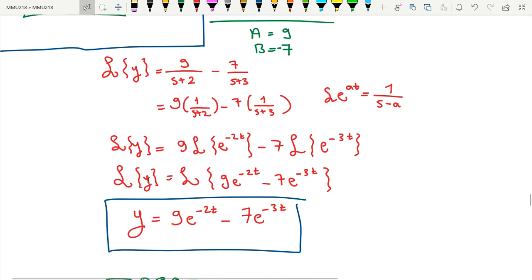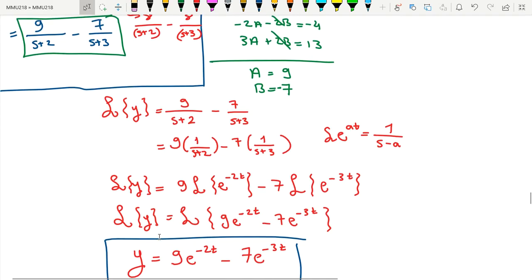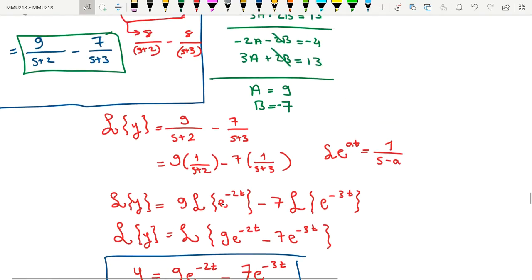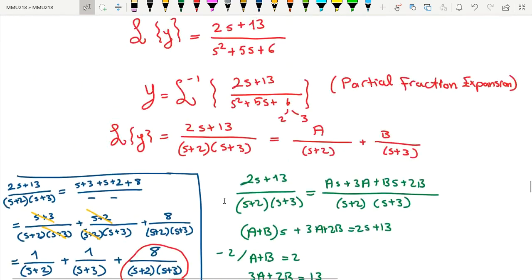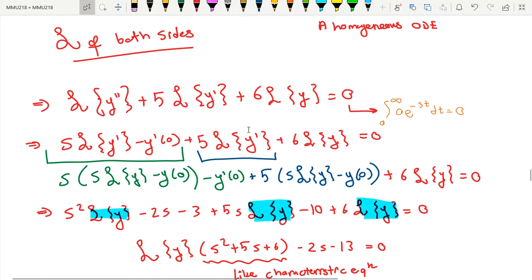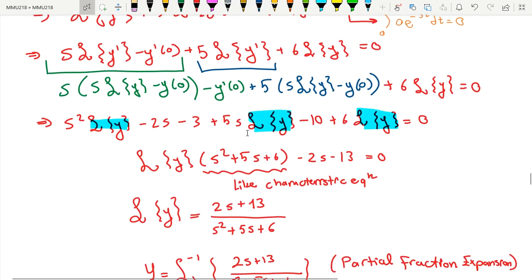This is already taken the Laplace, so I can collect the terms in a Laplace expression, and everything inside the parentheses of the Laplace expressions is going to be equal on the left and the right hand side. So my original output function is going to be equal to 9e to the power minus 2t minus 7e to the power minus 3t. That's good. That's our result. And we didn't need to plug in the initial values later after solving the general equation, the general solution.